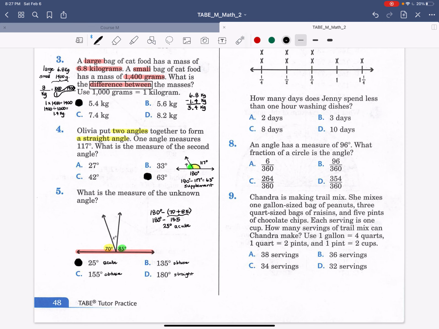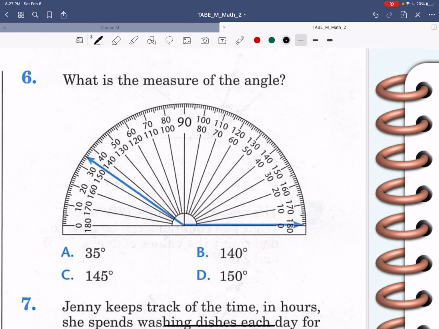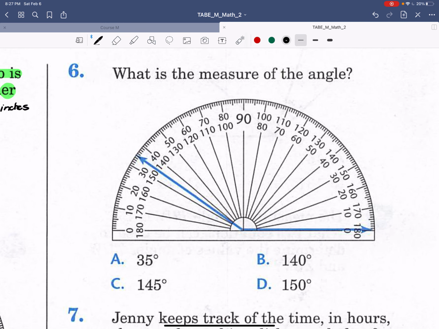All right, number 6. What is the measure of the angle? And we're shown a protractor. So here's the 0. We're using the lower scale on this one. And we follow that scale all the way up to 145. It is an obtuse angle. So 145 looks awfully good to me. For number 6, I like C.